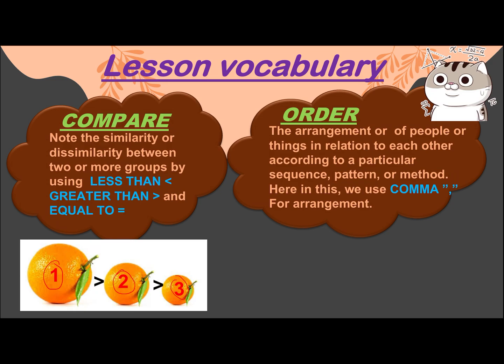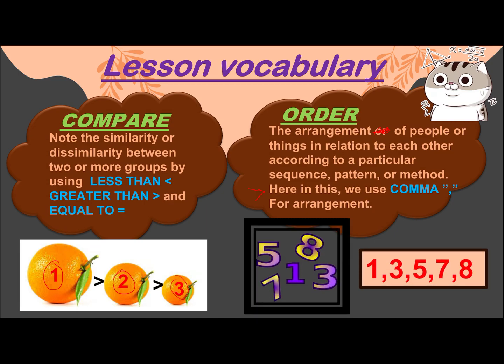Now see the next vocabulary word, order. The arrangement of people or things in relation to each other according to a particular sequence, pattern, or method. Here in this, we use commas for arrangement. Now, see, here are some numbers and we need to arrange these numbers from least to greatest. So, here are the numbers 1, 3, 5, 7, and 8. Got it? Good.